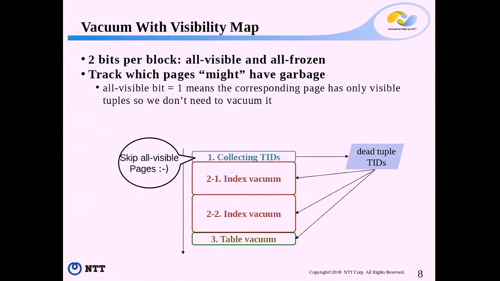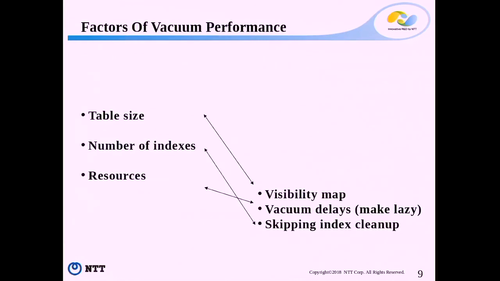To organize what I talked about so far, there are three factors of vacuum performance: table size, number of indexes, and resources. As the table size increases, table vacuum and collecting TIDs will take longer. And as the number of indexes increases, index vacuum will take longer. Postgres has several features related to these factors. For example, skipping index cleanup, which is a new feature of Postgres 11, is related to the number of indexes.